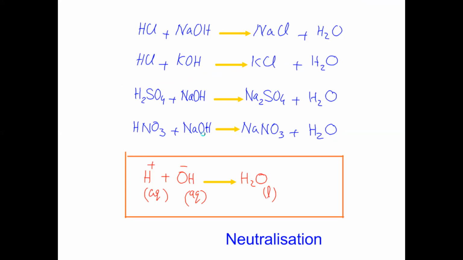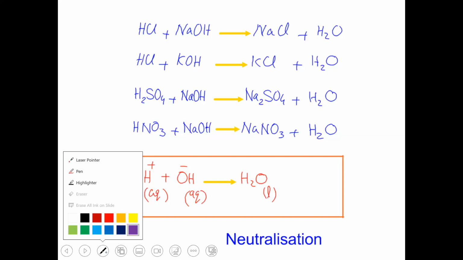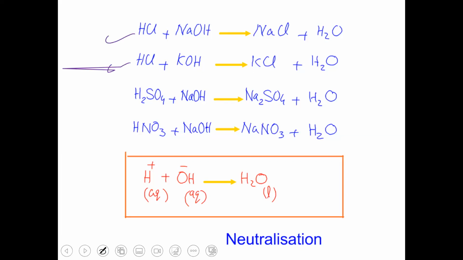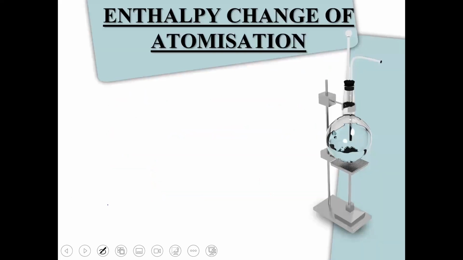This is called neutralization. You can see there are different reactions which are showing neutralization, but overall, the equation which we have to learn is this: H plus OH minus gives you H2O. This is called the equation of neutralization.